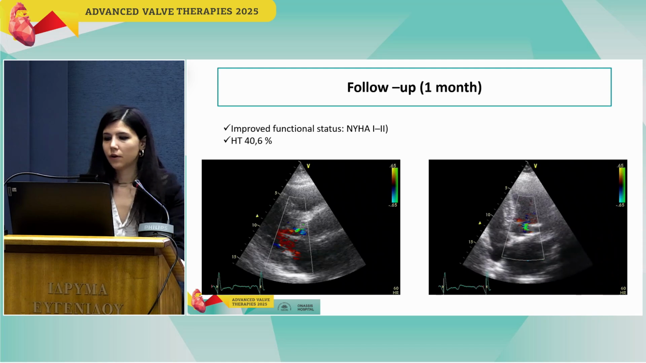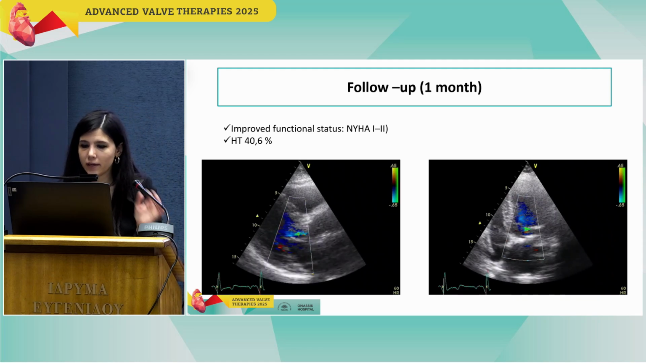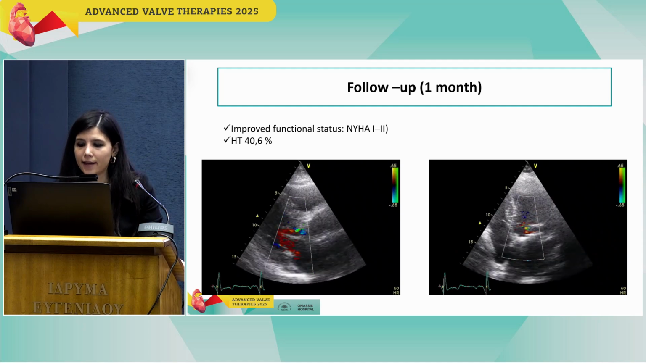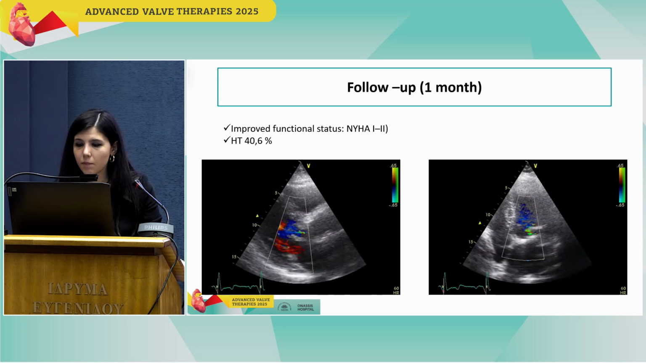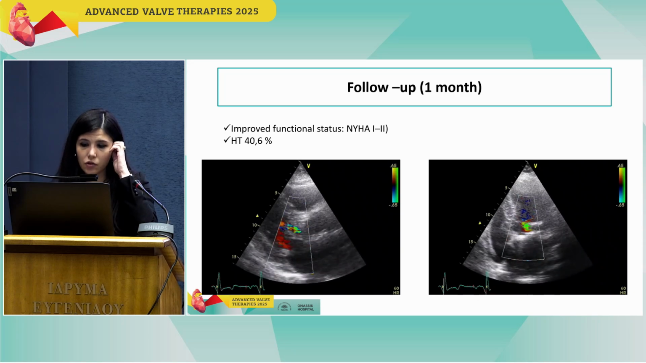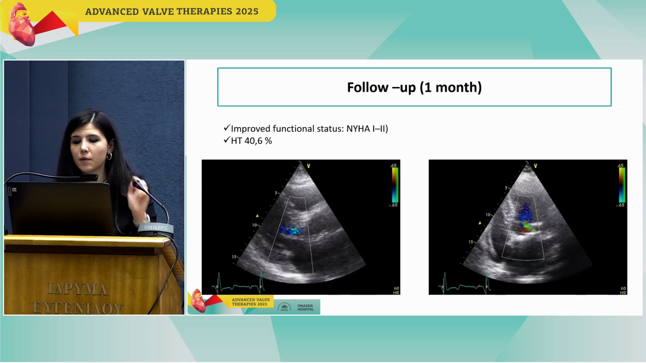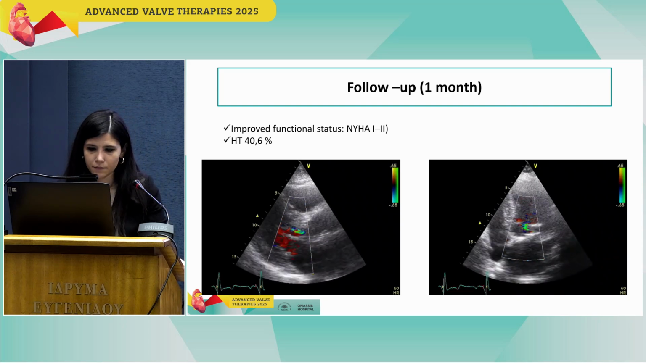At 1 month follow-up, the patient showed marked clinical improvement, and although echocardiographically we still detect a small to moderate paravalvular leak, as you can see here, the patient reports minimal exertional dyspnea, NYHA 1 to 2, and his hematocrit has improved to 40%.